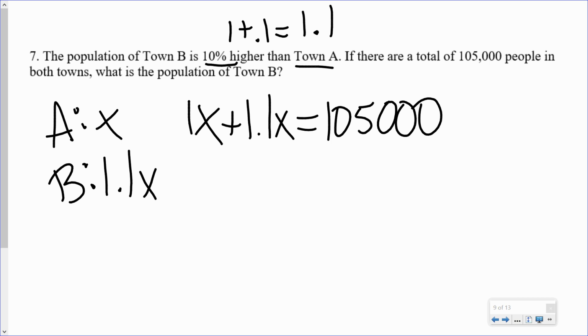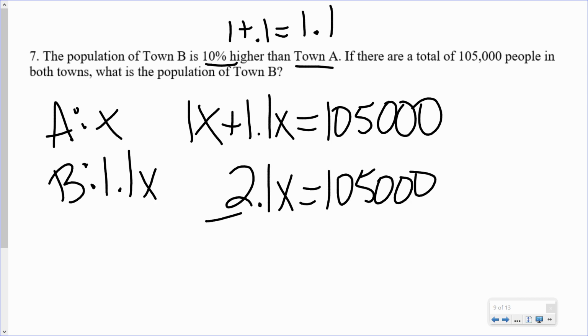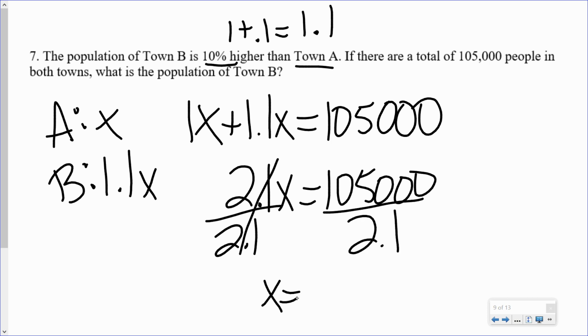So to solve this, when I combine like terms, 1x plus 1.1x is 2.1x equals 105,000. Divide by 2.1, divide by 2.1, x equals, I'm going to use my calculator for that, because I don't know what that is off the top of my head. And I got 50,000.